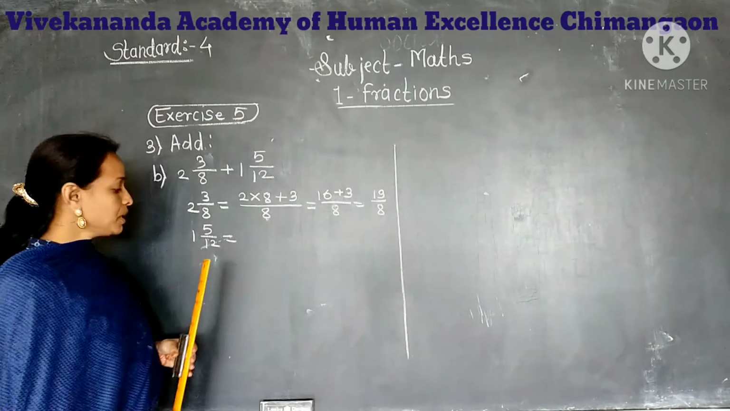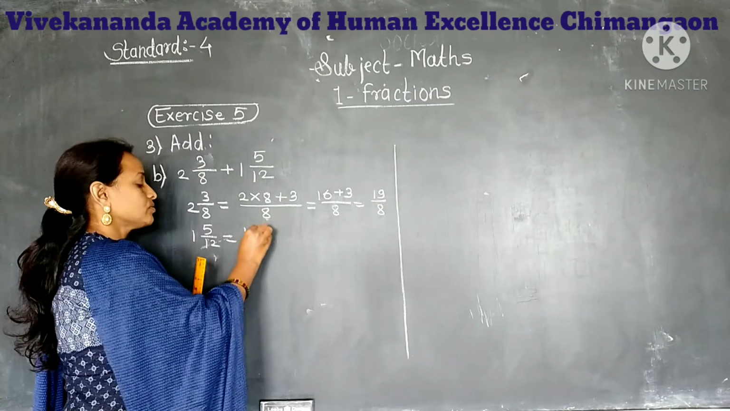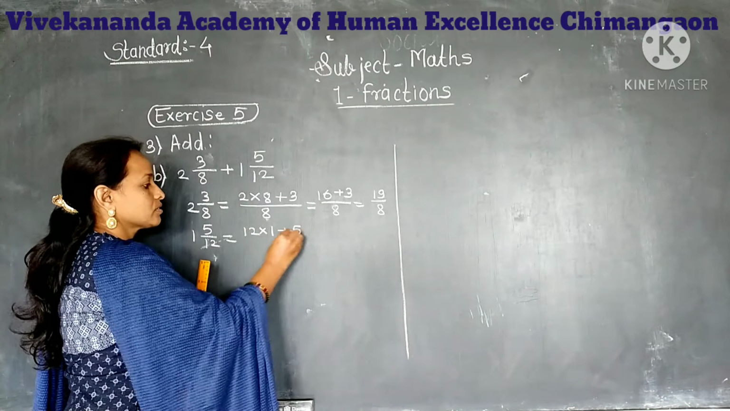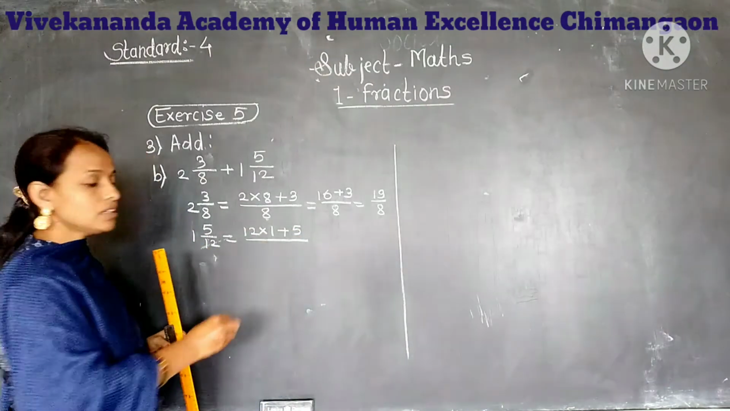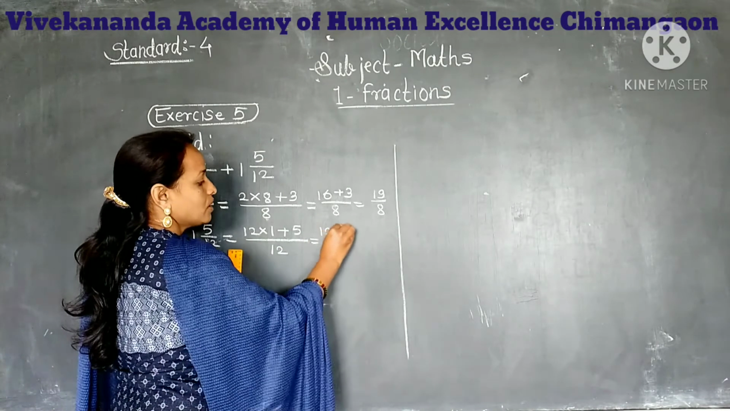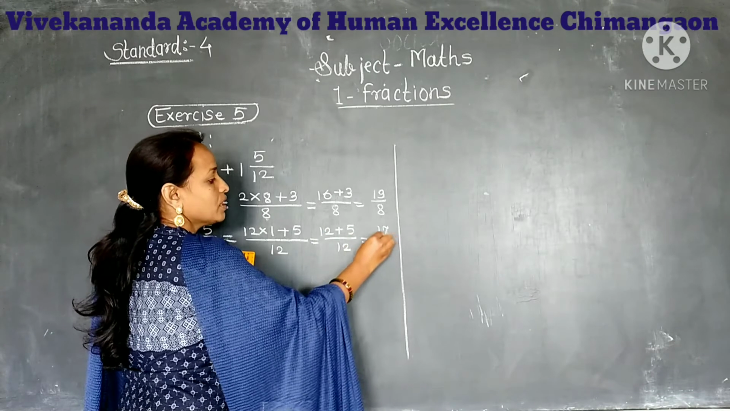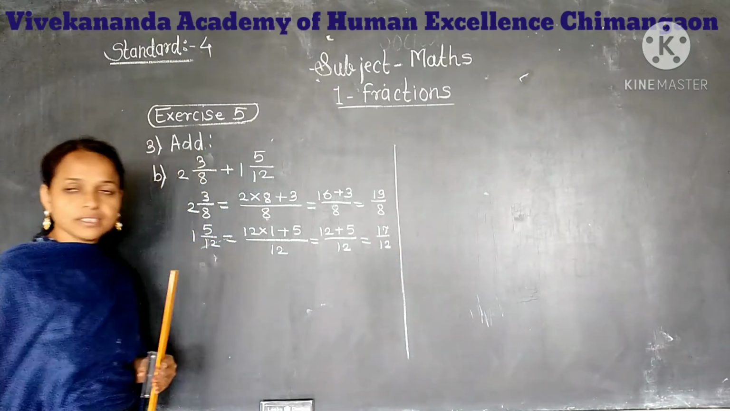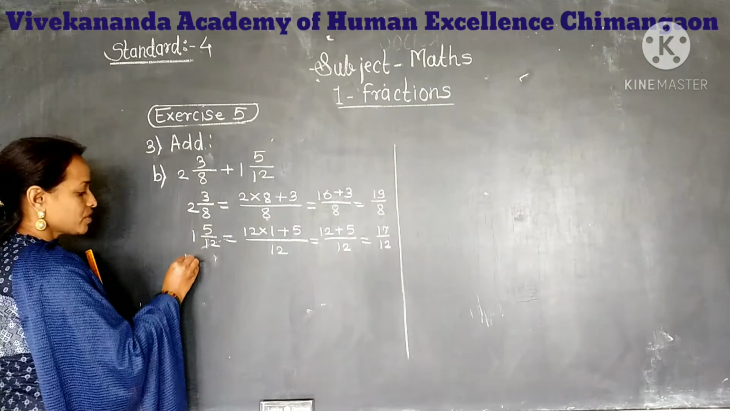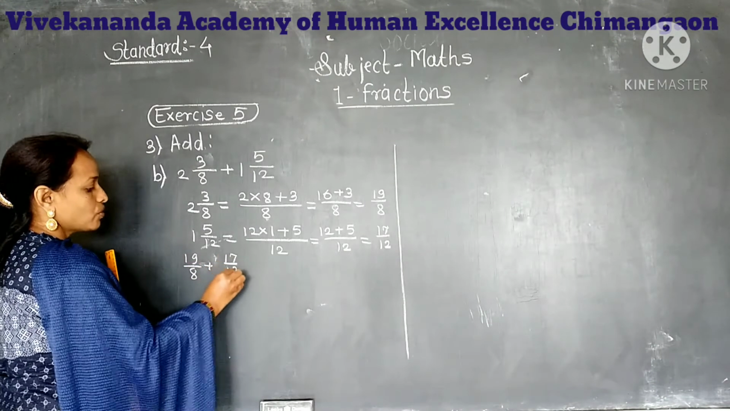Now we multiply denominator 12 with the whole number 1 and add numerator 5, denominator 12. 12 ones are 12 plus 5 upon 12. We get 17 upon 12. Now see student, we get here improper fraction 19 upon 8 plus 17 upon 12.